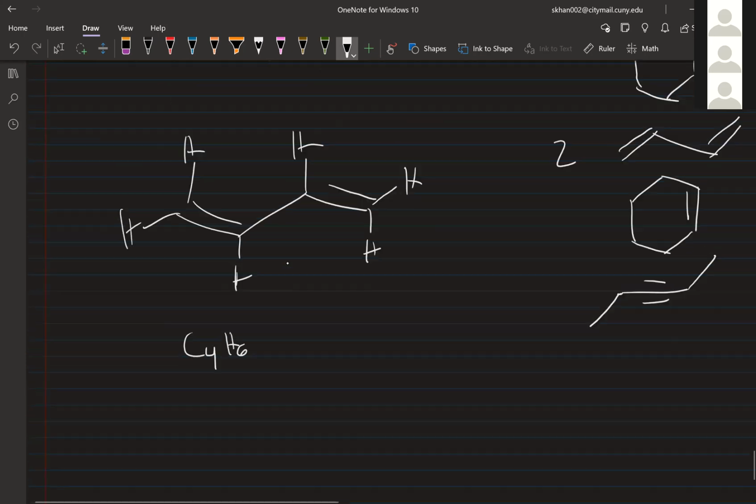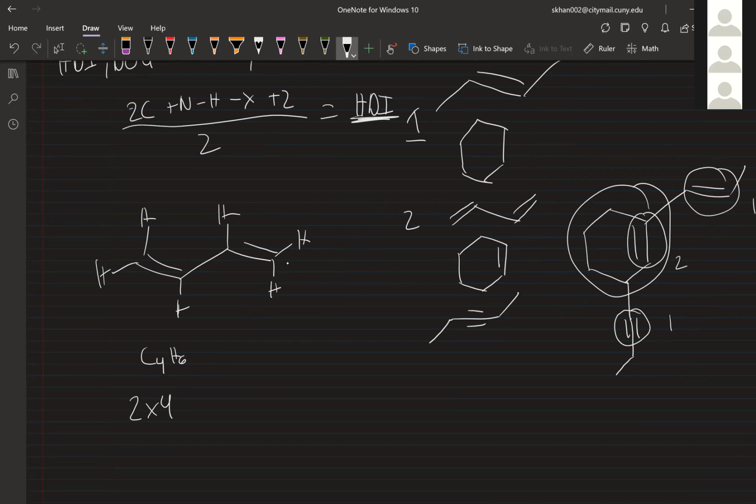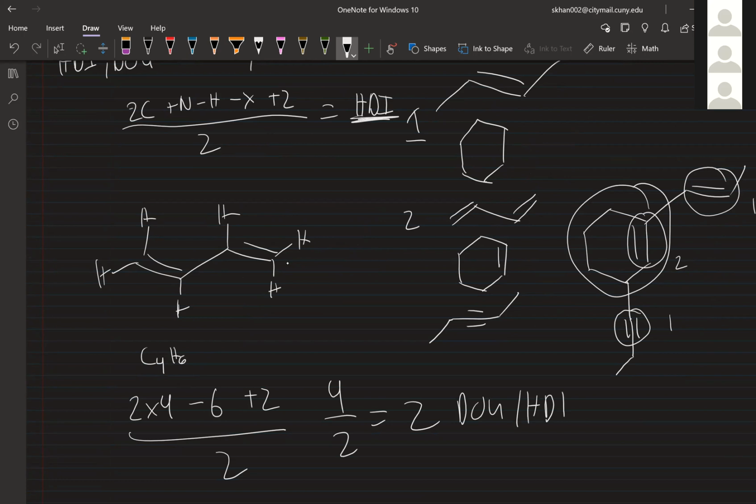But this is why the formula is important. If we did the formula here, 2 times 4 minus 6 for hydrogens. We have no nitrogen and no halogens, plus 2, divided by 2. So on the top you have 8 minus 6 is 2, plus 2 is 4 on the top, divided by 2 is 2. So we have 2 degrees of unsaturation, or HDI. Maybe I should write DOU here as well. That makes sense, because if we look at the structure, we have 2 pi bonds, so 2 degrees of unsaturation.